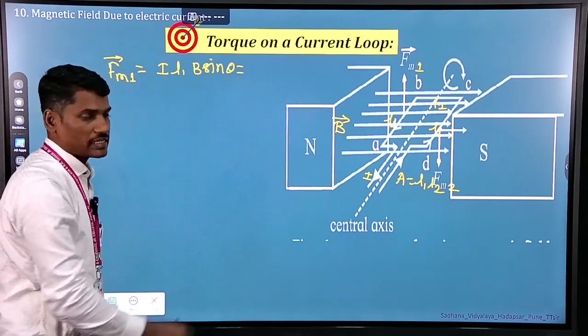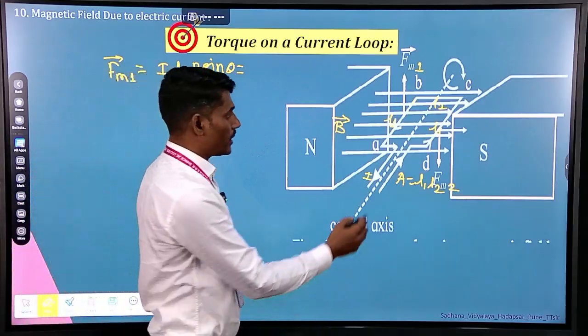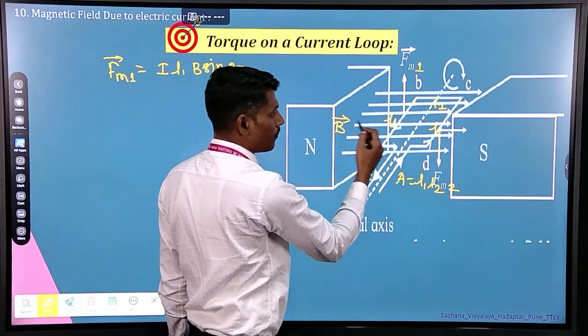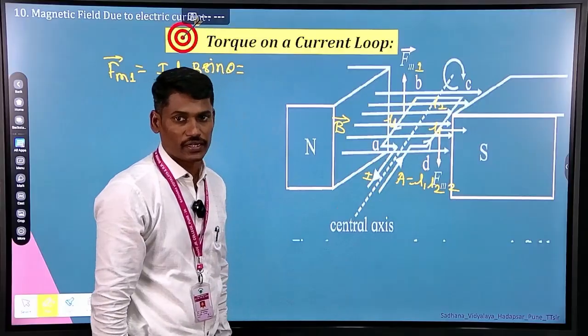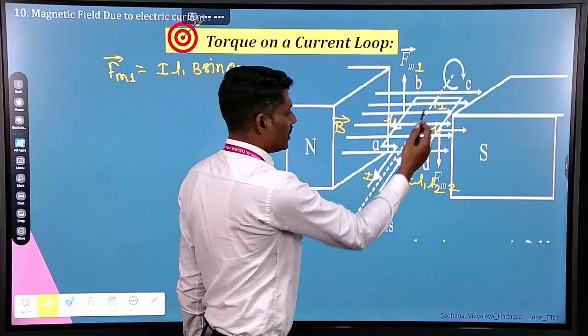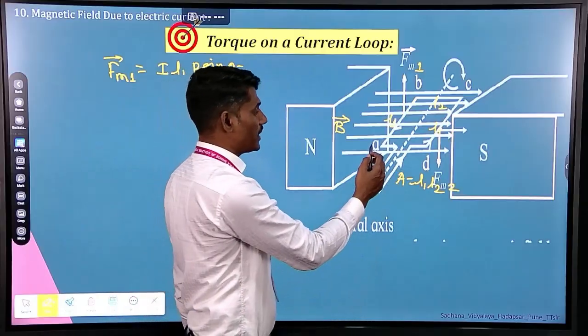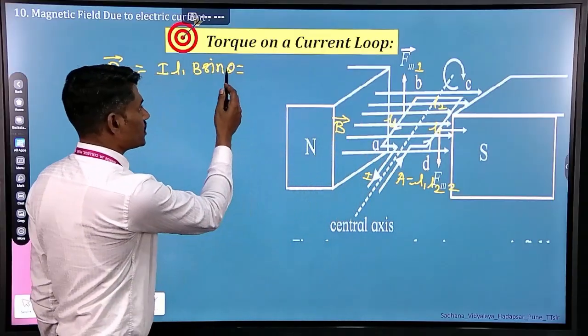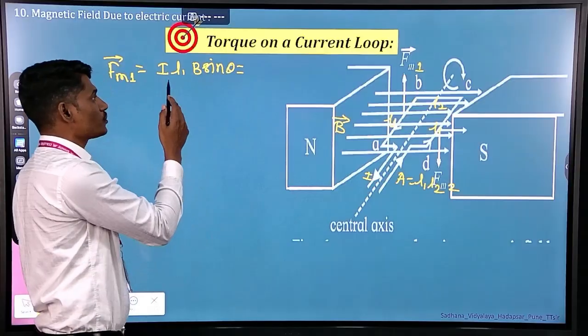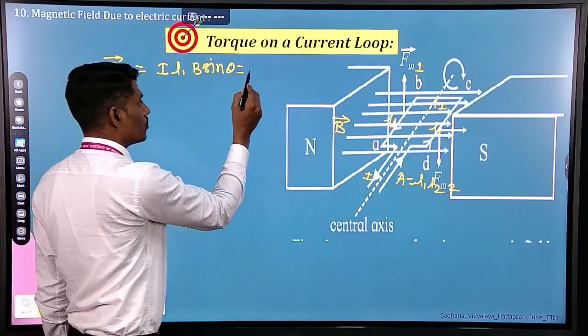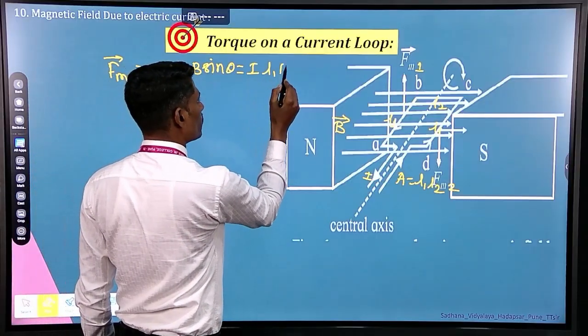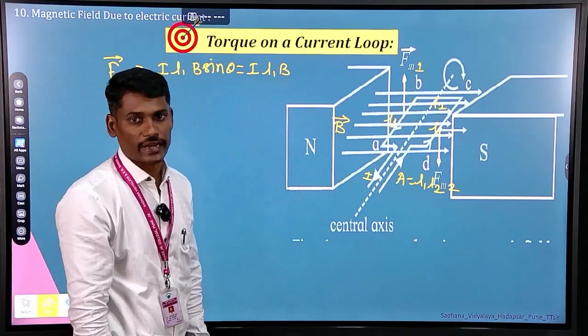So, how much is theta here? You know that the side AB and side CD are perpendicular to the direction of magnetic field, and BC and AD are along the direction of field. Therefore, for the side AB, theta is equal to 90 degrees. Therefore, force becomes I L1 B only. Here we get I L1 B. This is the force acting on the side AB.